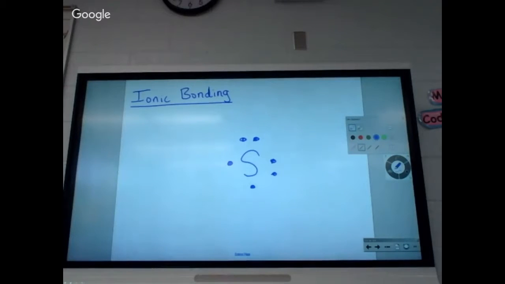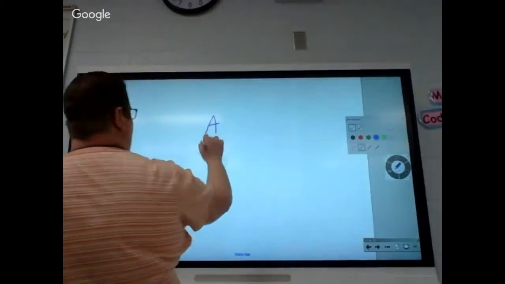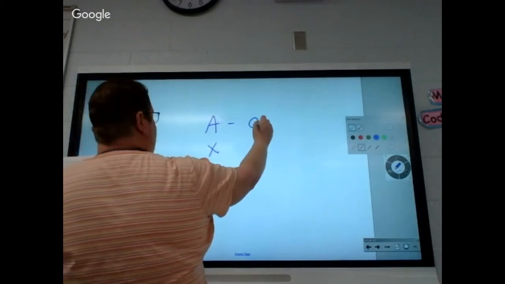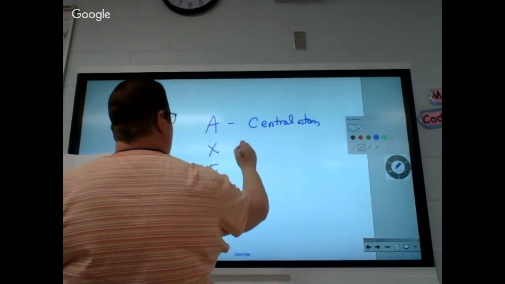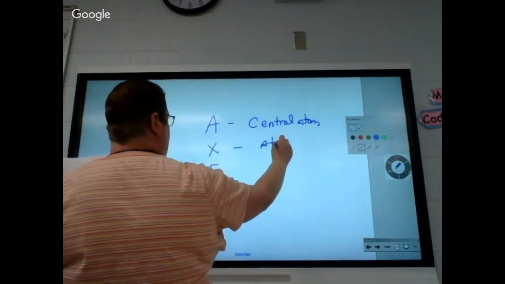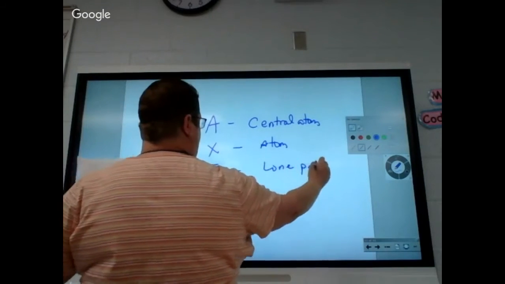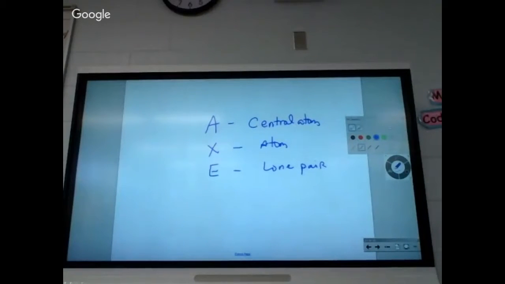Now, the bottom, D. D is the one you need the most help with. It says A, X, and E. Y'all have no idea what these letters stand for. A is the central atom. X is just an atom. And E is a lone pair. Okay? A is the central atom. X is an atom. And E is a lone pair.